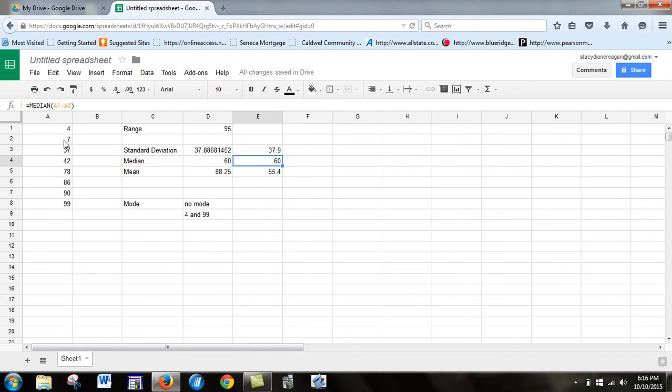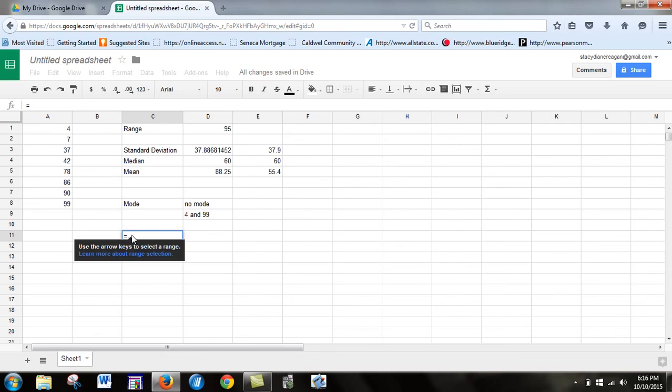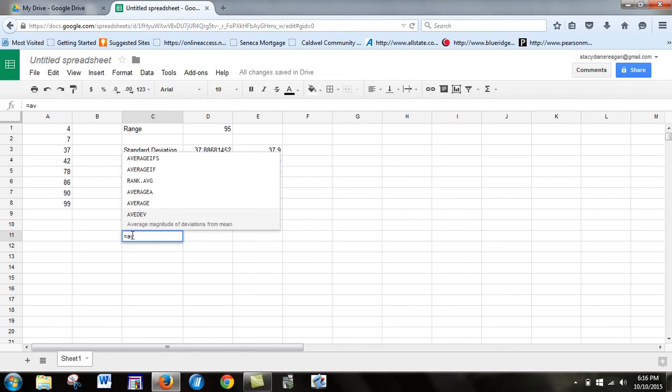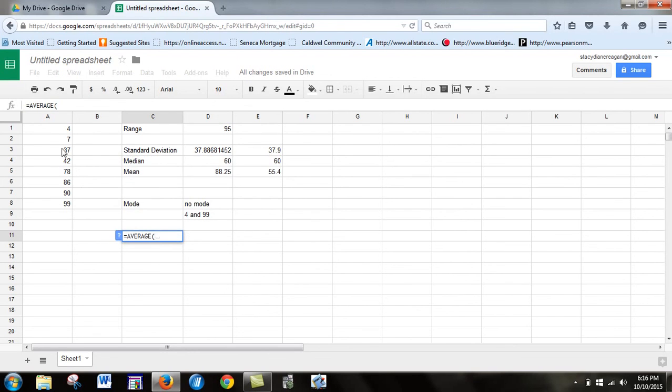So again, for most things in Google, average or mean is the same thing as average in Google. You hit equals, start typing what you want, it's going to appear, highlight your numbers, hit enter. And that's all you do for Google.